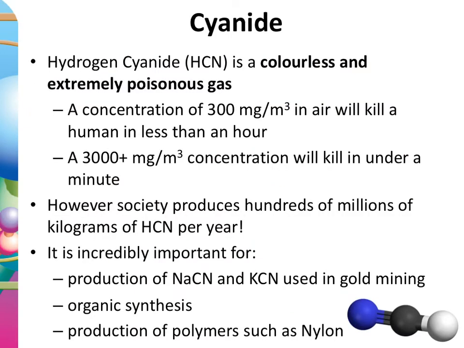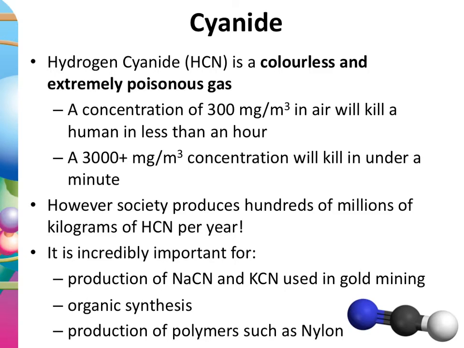So here's just a bit of information about cyanide. We don't really need to know this detail. What we will need to know is why we don't actually use hydrogen cyanide as a source of our cyanide ions, and in a sense, to place that into context, that's why we've got some of this information. So hydrogen cyanide is a colourless and extremely poisonous gas. It is quite a famous poison, basically.